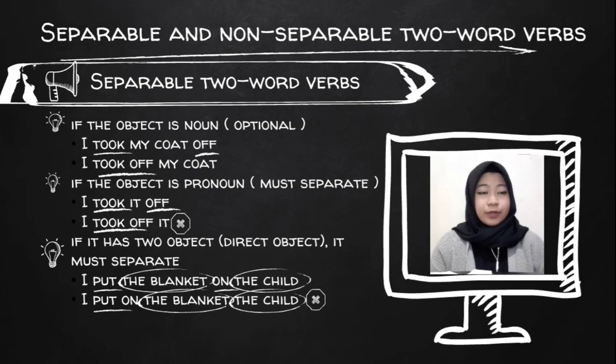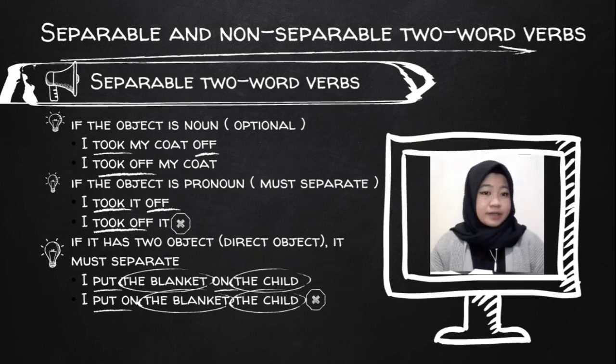Separable and non-separable two-word verbs. First, separable two-word verbs. What is separable two-word verbs? Separable two-word verbs is the phrasal verbs that can be separated by an object. As you can see, there is an example above.